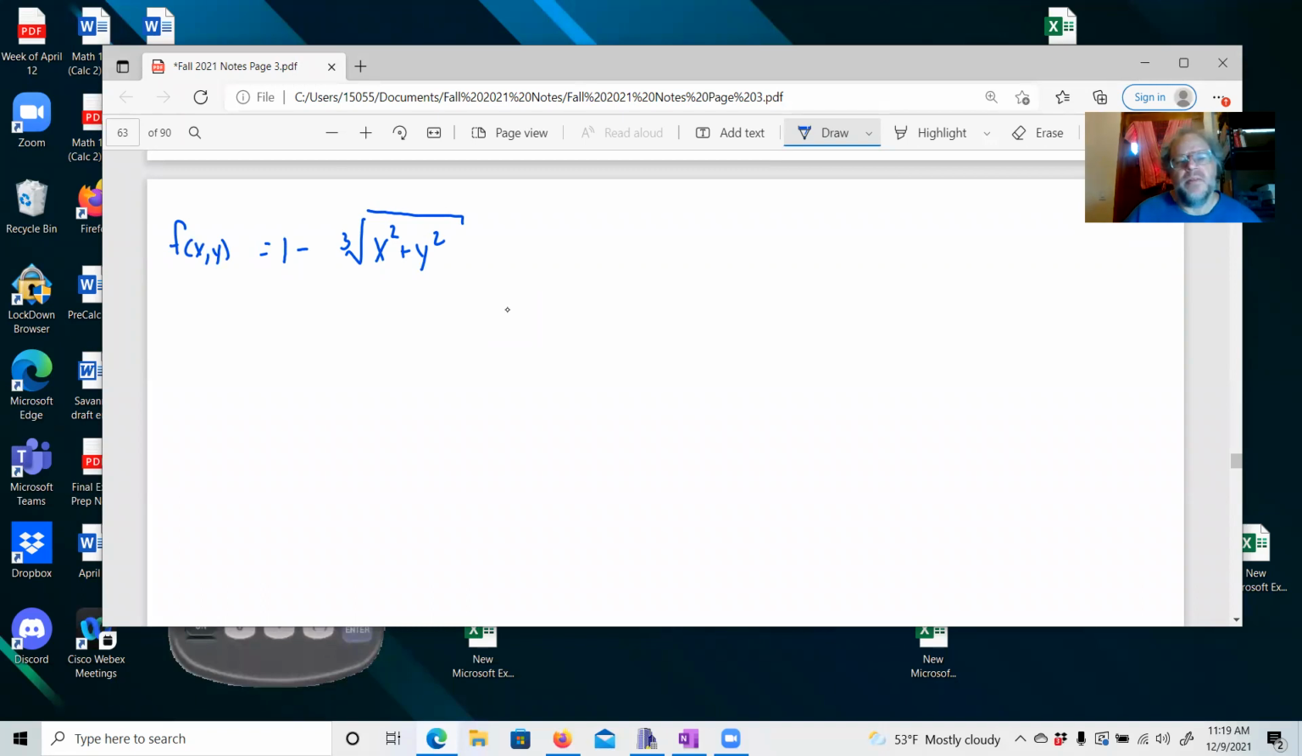One of the biggest problems I've seen is that you guys have a little bit of trouble dealing with outside function, inside function stuff. So if I'm going to take this derivative with respect to x, we're going to hold the y constant for this step. Let's rewrite this. This is 1 minus x squared plus y squared to the 1/3.